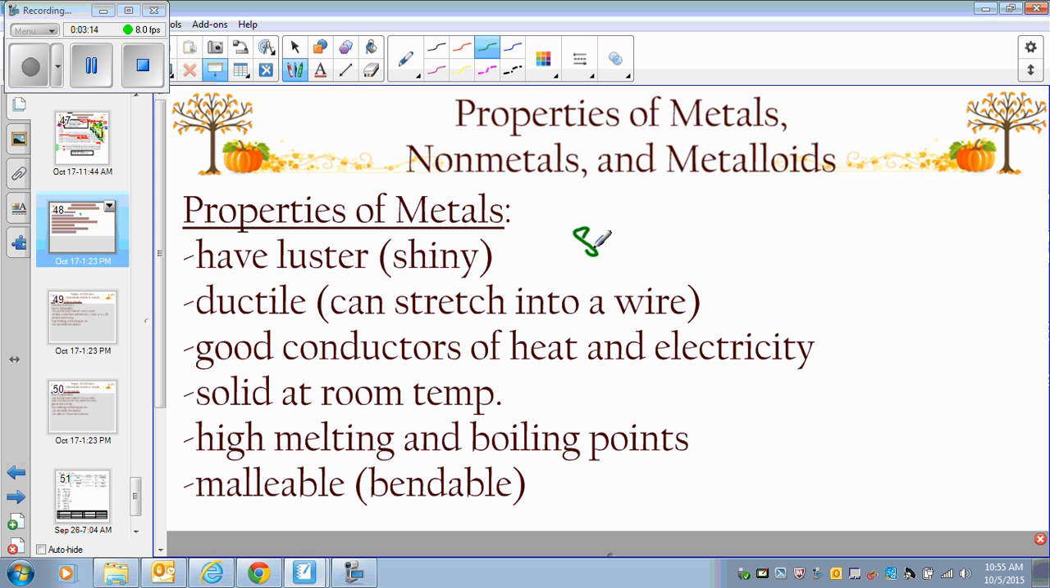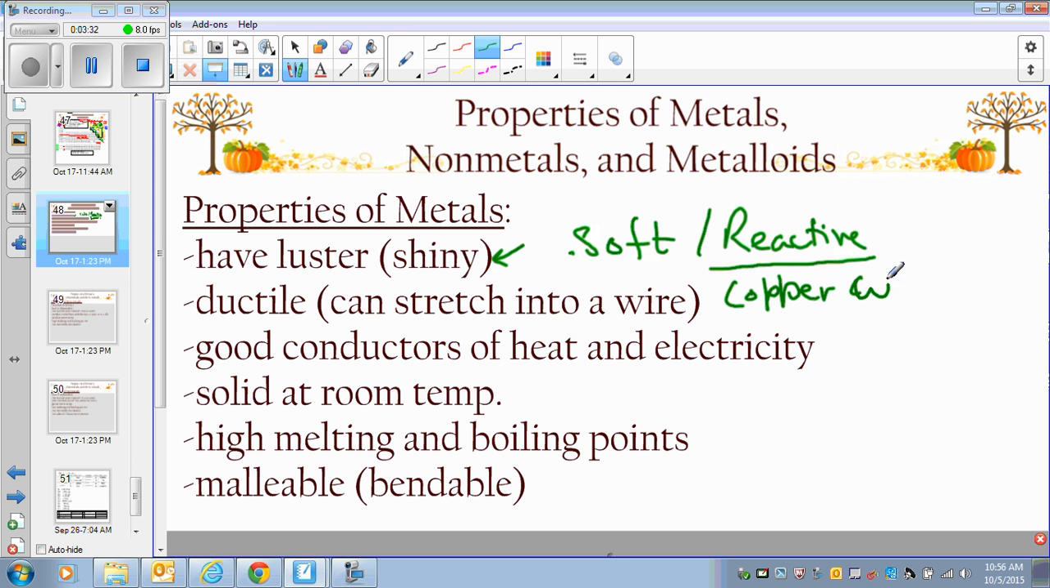Metals are very soft, just keep that in mind, and very reactive. Not all, but I'm talking about some early metals like group 1 and group 2. So metals are soft, they are shiny. Ductile means you can turn them into wires, like copper wires. You have seen copper wires? So that means they're ductile. They're good conductors of heat and electricity. They're solid at room temperature. They have a high melting and boiling point.